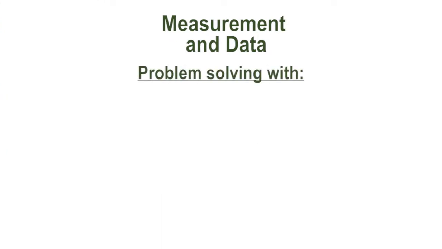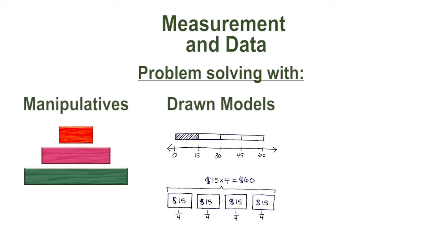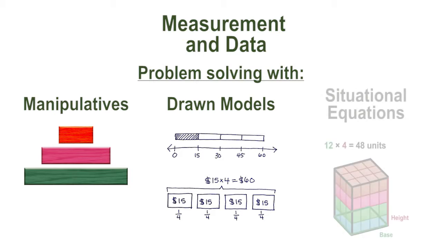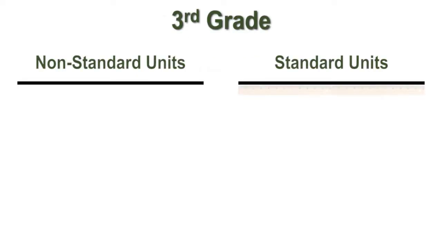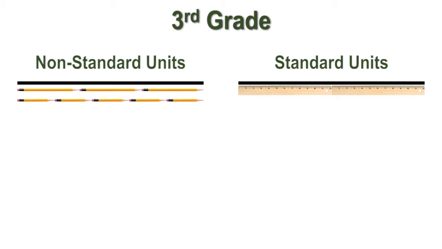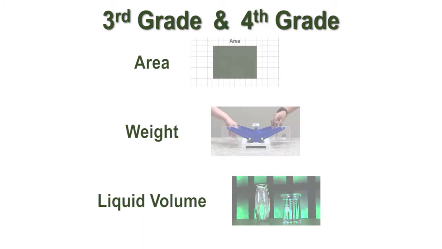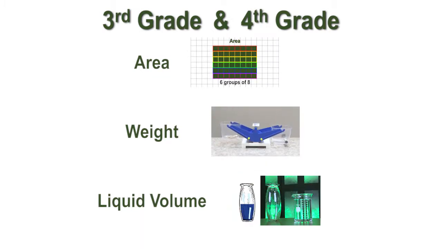The measurement and data strand focuses on problem solving. In previous grades, students relied on manipulatives and drawn models to solve problems. In 5th grade, your child is encouraged to continue using these strategies, but more actively develop and apply situational equations to problem solve. In the younger grades, your child experienced measurement with both non-standard units and standard units for length. Using non-standard units allows your child to learn that smaller units require more iterations than larger units to measure the same lengths. In 3rd and 4th grade, your child was introduced to additional attributes, including area, weight, and liquid volume.